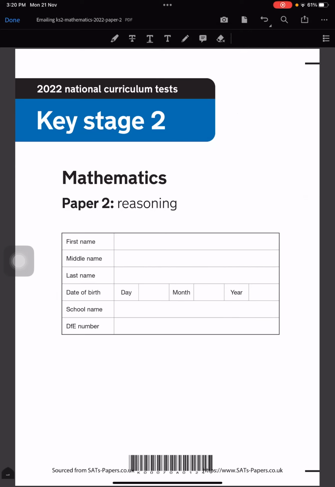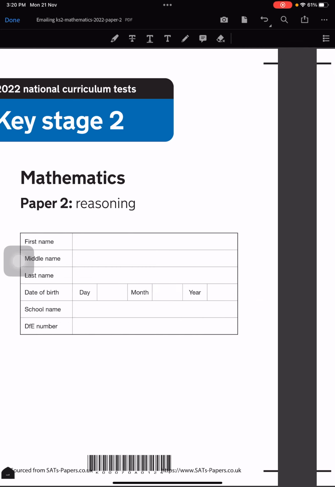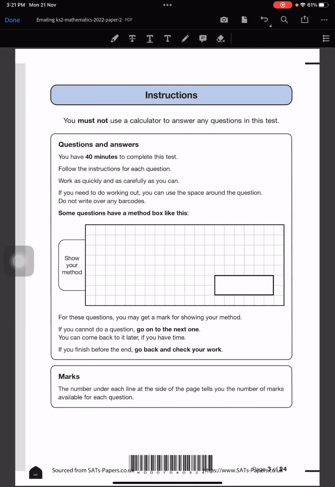Hello everybody, so today we are going to be doing the Key Stage 2 Paper 2 2022 Reasoning SAT paper. So let's start. Okay, so here are the instructions. We will have 40 minutes to complete the test and we'll have to put our answer in the answer box.